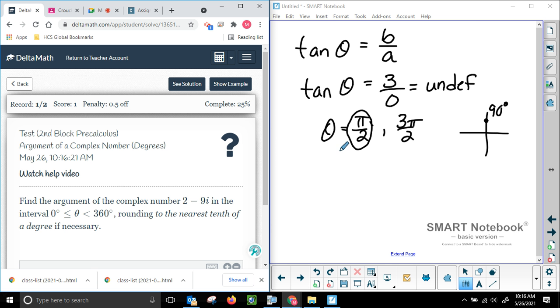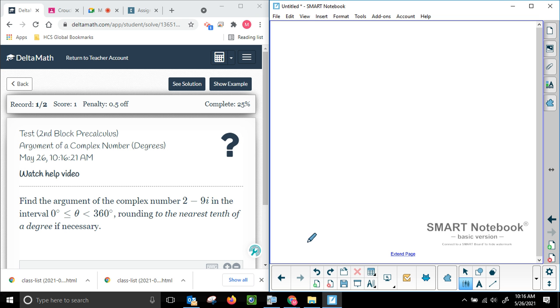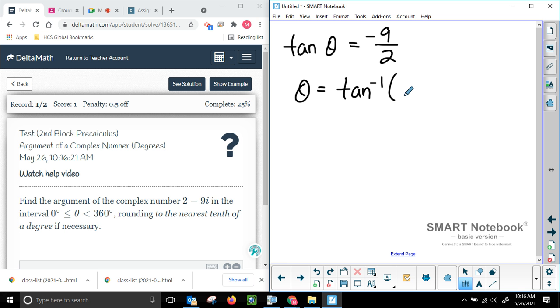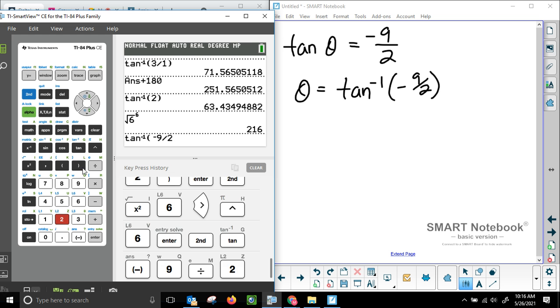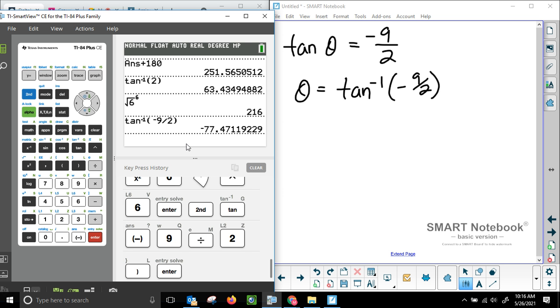I do want to do one where it's not a nice unit circle value, so I will do another one of these. So we have tangent of theta is still equal to b over a, but now my b is -9, and my a is 2. This is not a unit circle value, so in order to get theta, we're going to have to do our inverse tangent. If we do that on our calculator, we can do the inverse tangent of -9/2. You do want to make sure you're in degree mode, which I am here.